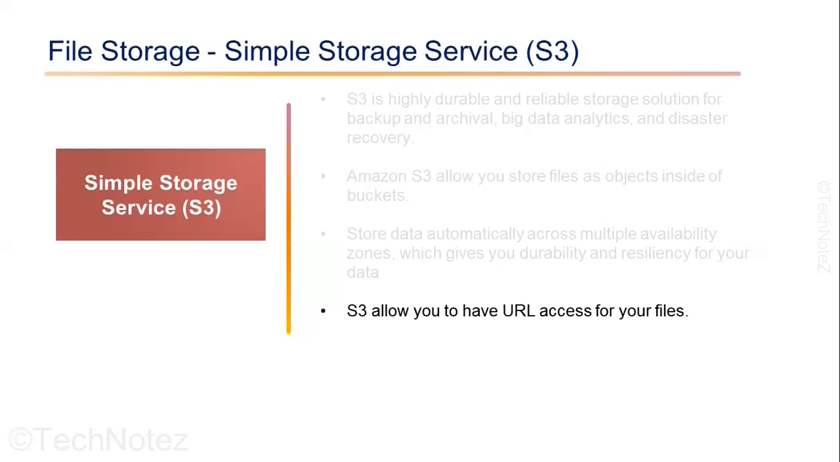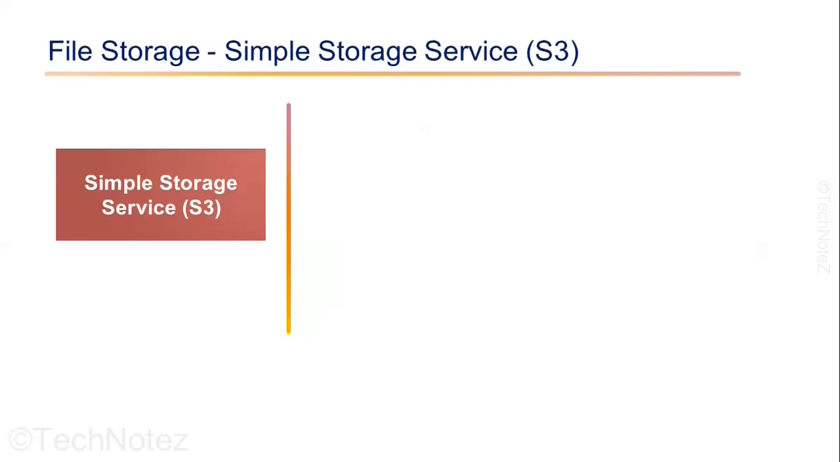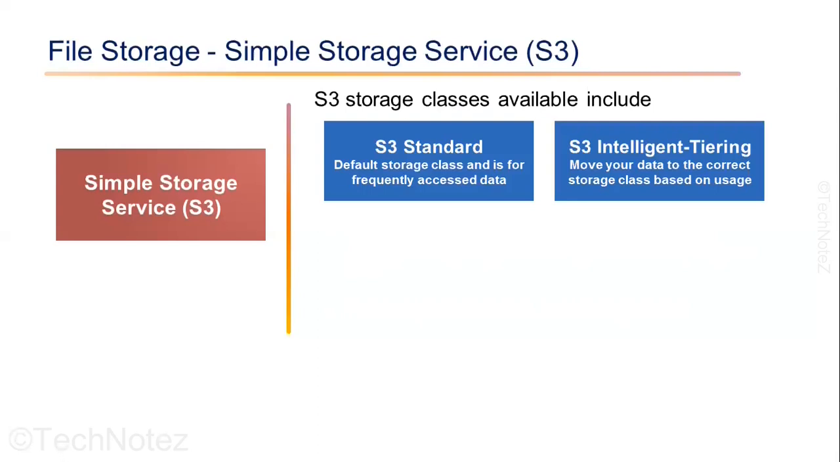When you store an object in S3, you can choose different storage options based on your data accessibility and application architecture. So first of all, we have S3 Standard, and by default, if you upload a file to S3, it will have the S3 Standard storage class. Then we have S3 Intelligent-Tiering.